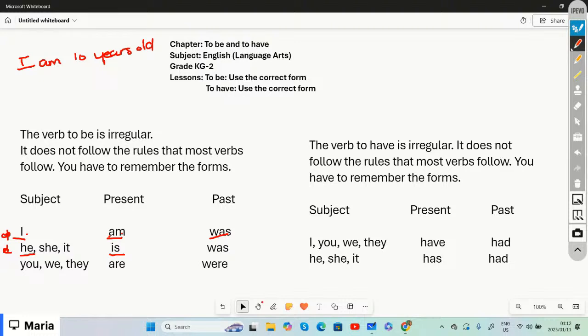he was laughing at the joke. She was playing with her dolls. It was eating a bone. So now we use the words he, she, and it with the present tense form of the verb, is, and the past tense, was.